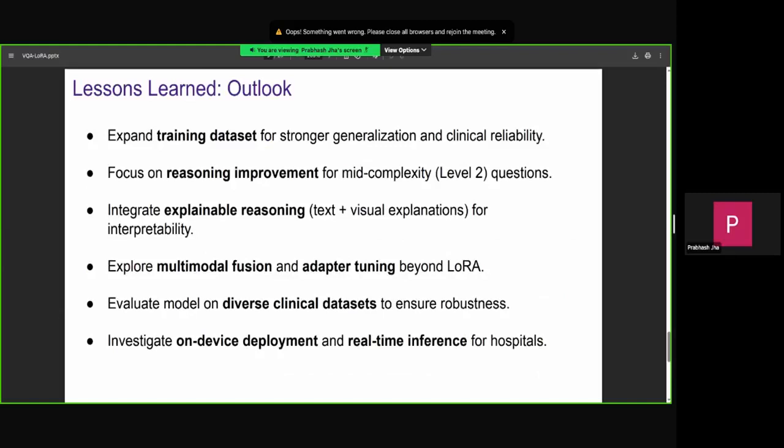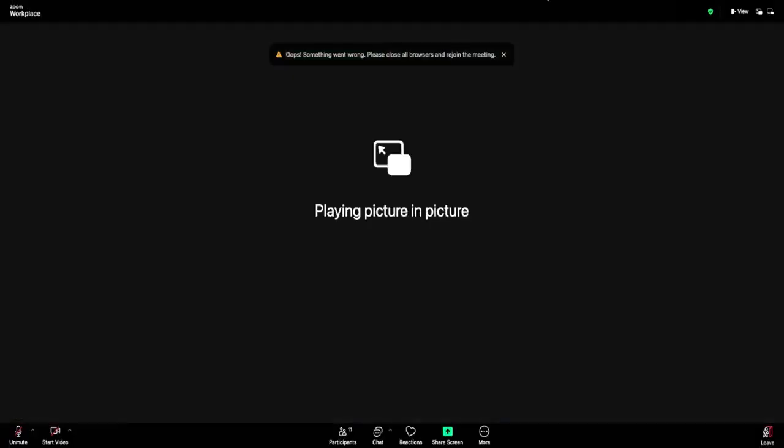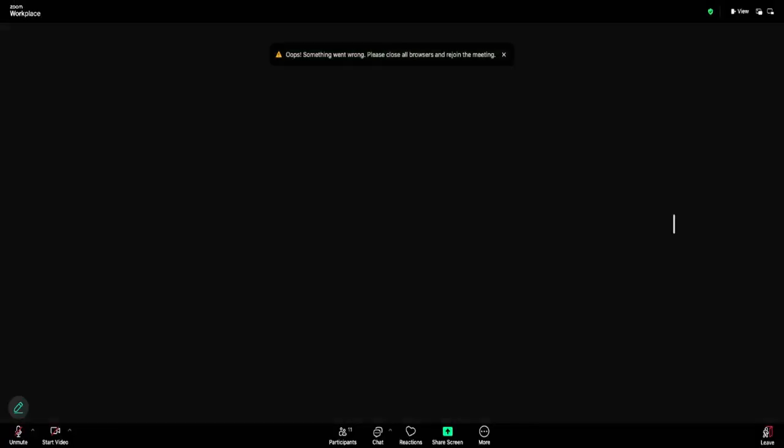Now let's talk about the outlook. We want to expand the training data set for stronger generalizability and clinical reliability, focus on reasoning improvement for complexity level 2, integrate explainable reasoning with text plus visual explanation for interpretability, explore multimodal fusion and adapter tuning beyond LoRA, evaluate the model on diverse clinical datasets to ensure robustness, and investigate on-device deployment and real-time inference for hospitals as well. So thank you for the presentation.